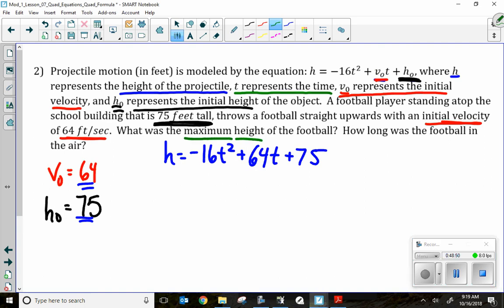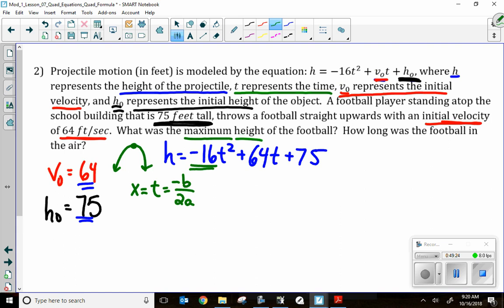Let's start back in green. To find the maximum height, I need to find the vertex. Okay? This parabola is opening downward. How do I know that? My a value is negative. That means the vertex is actually the maximum. So I need to find the time and the height, the x and the y value of that vertex. I can find the x value, which in our case is t, not x. That's negative b over 2a.